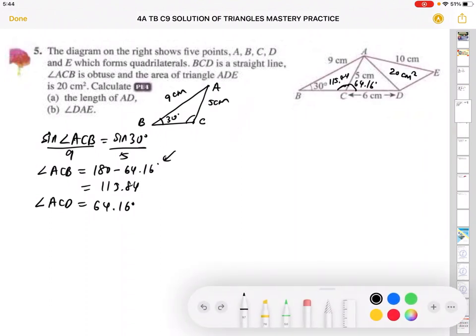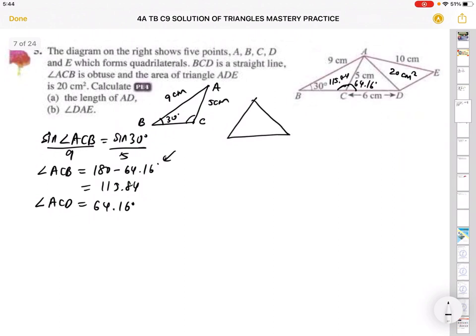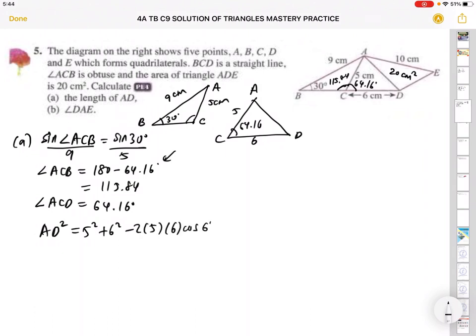Okay, it looks like this. This is ACD. I know 5, I know 6, I know 64.16. I can find the length of AD. And AD, if I square it using cosine rule, is 5 squared plus 6 squared minus 2 times 5 times 6 times cos 64.16. Now use your calculator. AD is 5.903.